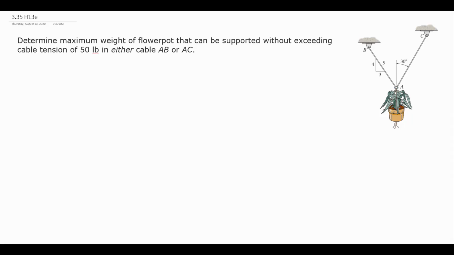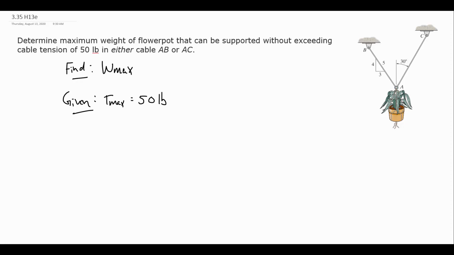In this problem, we're asked to find the maximum weight the flower pot can be so that neither cable exceeds its maximum allowable tension of 50 pounds. So again, we want to find what I'm going to call W max, and I will be denoting in the free body diagram what W is. That's again the weight of the flower pot. And we'll be given the figure, and what I'll call T max is 50 pounds.